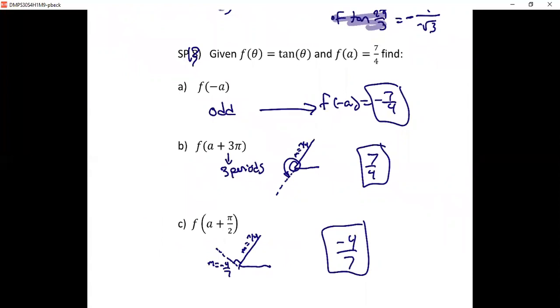And then on this example 13, tangent one more time, we are given the tangent ratio of 7/4. F of negative a, because tangent is odd, it's going to be the negative of that ratio that we found. By adding 3 pi, that means we are going to be adding 1.5 rotations. So we have the same slope, which is 7/4. And one more time, by adding pi over 2, that would be a 90-degree rotation off that slope, which is the opposite reciprocal.